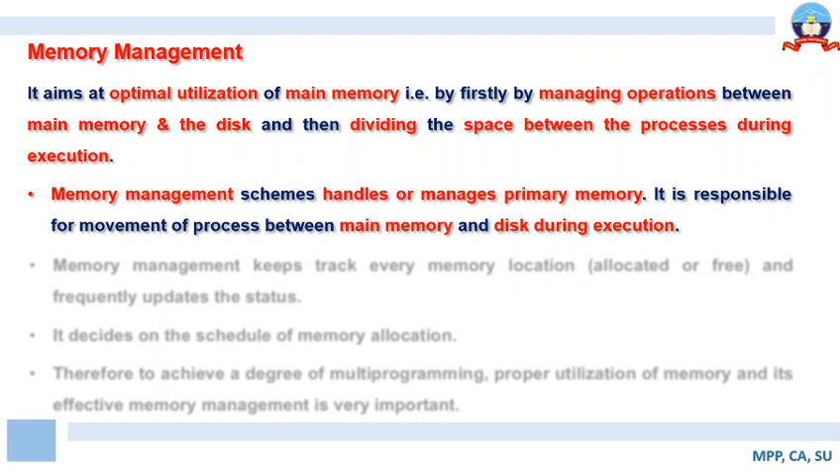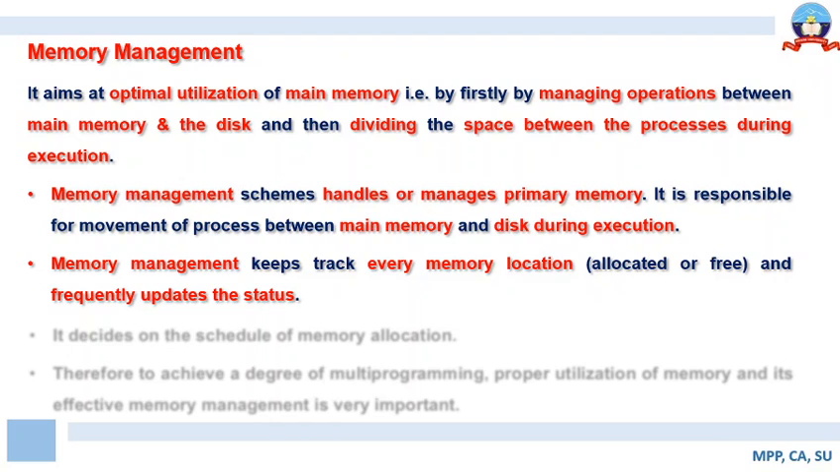So memory management scheme handles or manages primary memory. It is responsible for movement of processes between main memory and disk during execution, and subsequently the division of space between the various processes during the course of process execution. Memory management also keeps track of every memory location, allocated or free, and frequently updates the status, because as and when a process is to be executed, the process has to be brought from the secondary memory to the main memory.